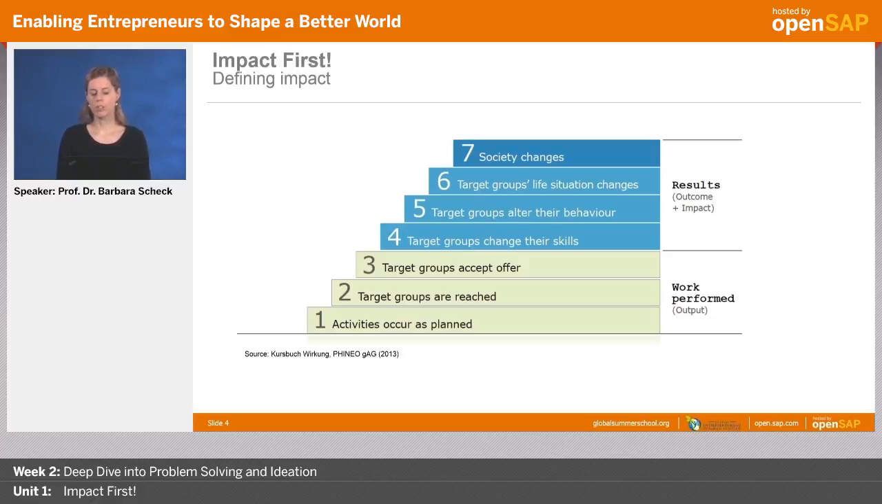In a second step, the target groups that you are trying to reach attend these classes and they accept the offer. These are still outputs that then hopefully on level 4 result in the first step of outcomes, so the skill set of this target group changes, and as a consequence of the change in the skill set, the behavior of these children changes. And at level 6, it then alters the life situation that they're in, and as a final step, changes the society that we live in.